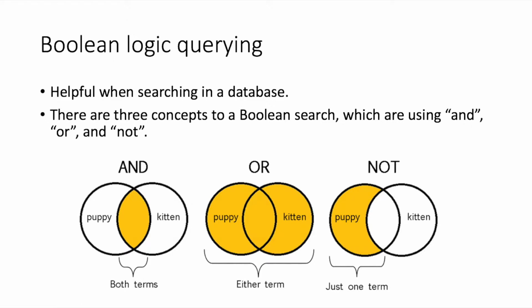Second, Boolean logic querying can be helpful when searching in a database. There are three concepts to this search, which are and, or, and not. For example, if I wanted to search about computer games, then the search will include only articles that have the keywords computers and games. In an or search, it would include articles that have the keywords of computers or games.